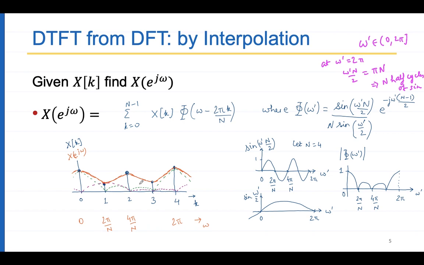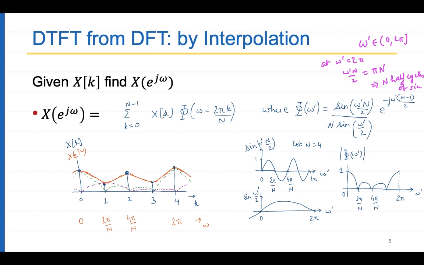So my orange thing is the overall X(e^jω). And how did we obtain it? Let's start from the green signal. The green signal is at k equal to 0. So when x[k], x[0], and Φ of ω, when this part is 0, it's just Φ of ω, which means just this thing comes. That's what I have done. The green part is just this Φ of ω.